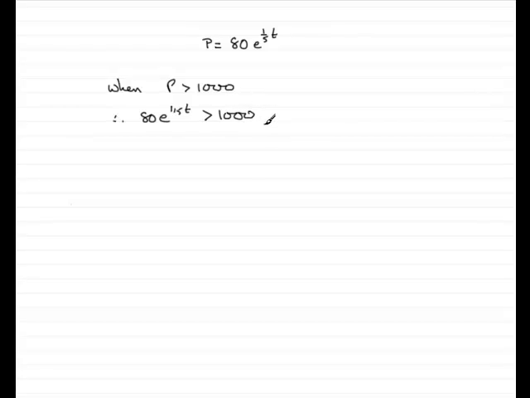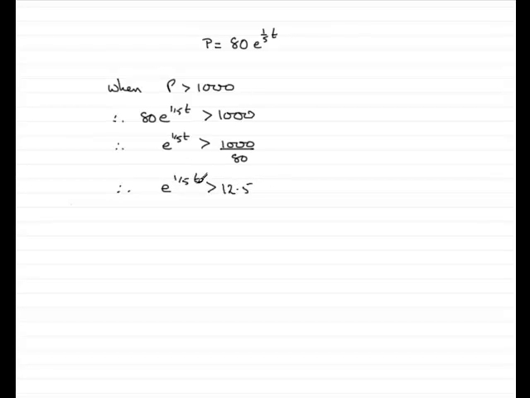Now to solve this inequality, what I'd want to do first of all is to divide both sides by the 80, get rid of that. And so if we divide both sides by 80, we're going to be left with e to the 1/5 t is greater than 1,000 divided by 80. Let's just put that down as 1,000 over 80. If you get on your calculator, you'll find that 1,000 divided by 80 is going to be 12.5. So that's e to the 1/5 t is greater than 12.5.